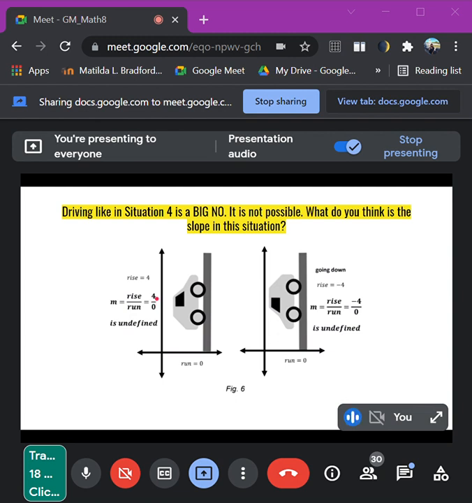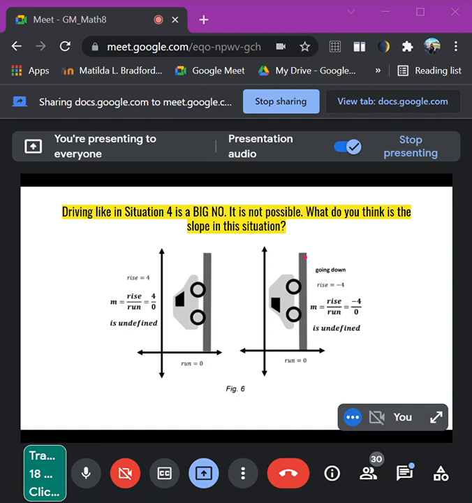So if you're going to use a calculator with this one, that is a mathematical error, because if 0 is your denominator, it is undefined, or no answer. Okay? And then if we relate it to real life, it's not possible to drive in this situation. Right? As you have said a while ago.